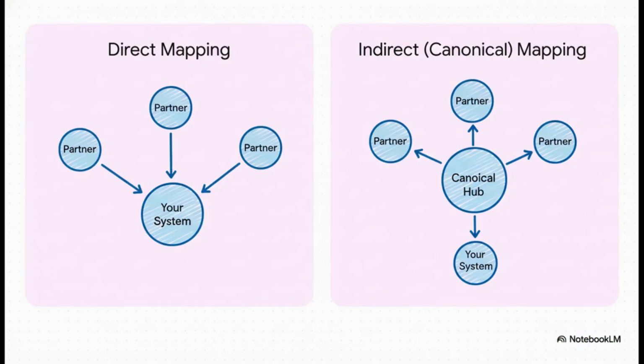Well, direct mapping is pretty straightforward. You build a specific one-to-one map directly between your system and each trading partner. It's a point-to-point connection. On the other hand, indirect or canonical mapping is a bit different. It uses a universal middleman format. Think of it like a hub-and-spoke model. Everything gets translated into this central canonical format first, and then it gets translated to its final destination.